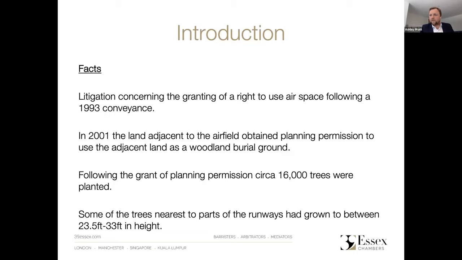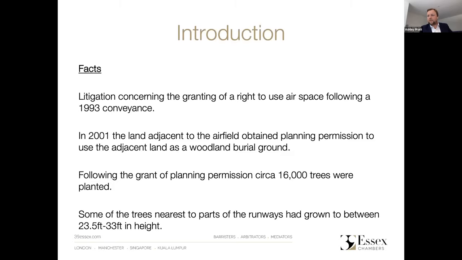The claimants had the benefit of a grant, the terms of which I'll come to shortly, to use airspace following a 1993 conveyance. The land adjacent to the airfield, the defendant's land, was granted planning permission in 2001 to turn the woodland into a burial ground. I should pause there to say within that burial ground on the plan I've just showed on the previous slide, there were remains of 10 deceased children, as well as numerous remains of adults.